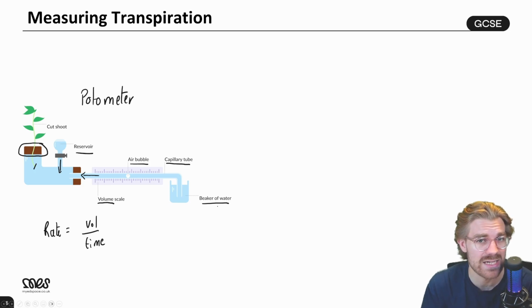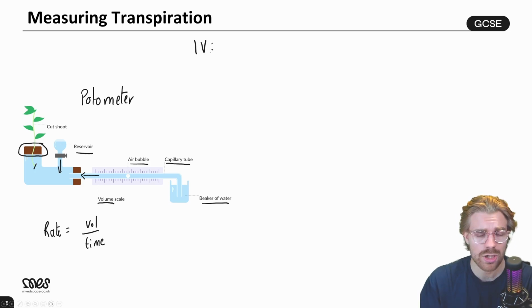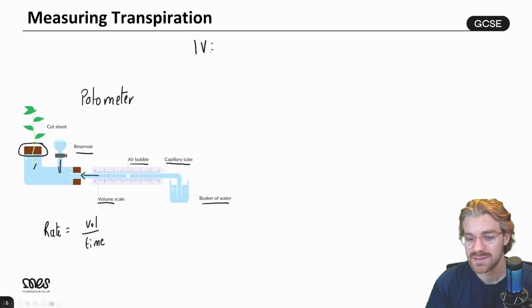So, just like with any experiment, let's talk about our variables. Our first variable is our independent variable. Now, a good example of an independent variable in this investigation could be temperature. And to change the temperature, maybe we would put a heater next to this plant. We could also talk about wind speed, in which case we would use a fan.